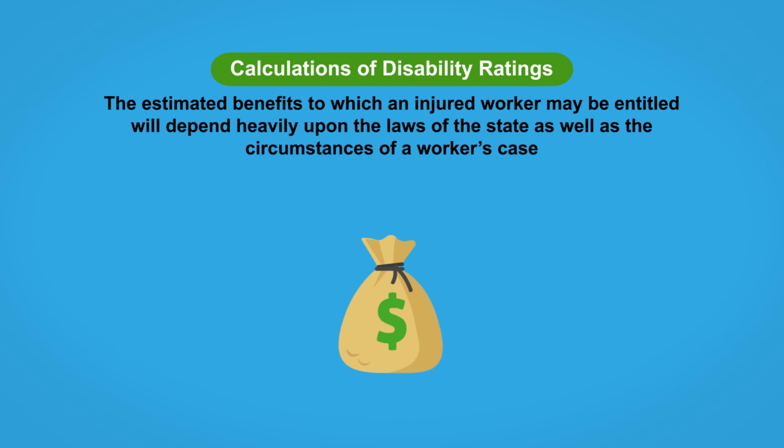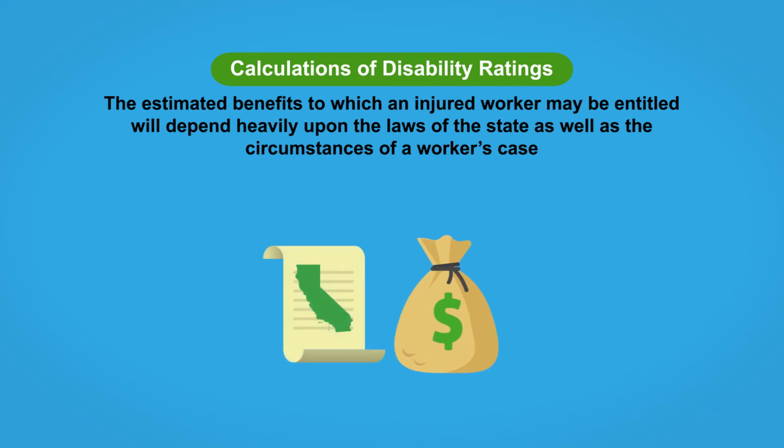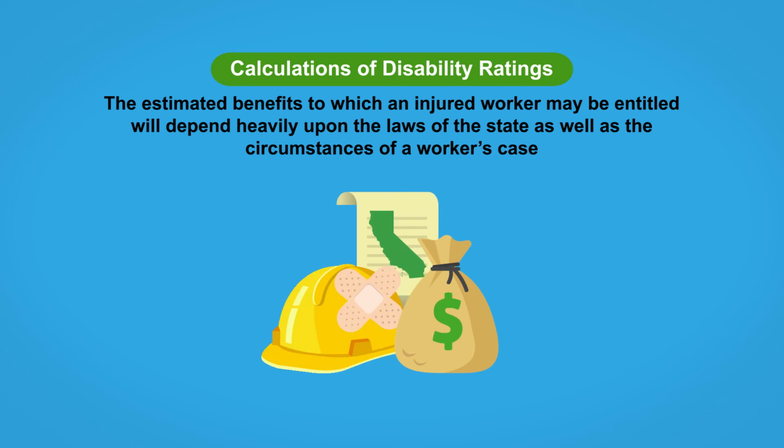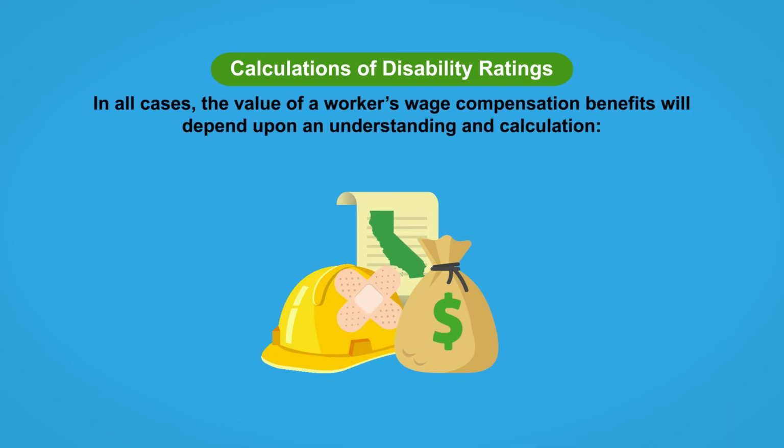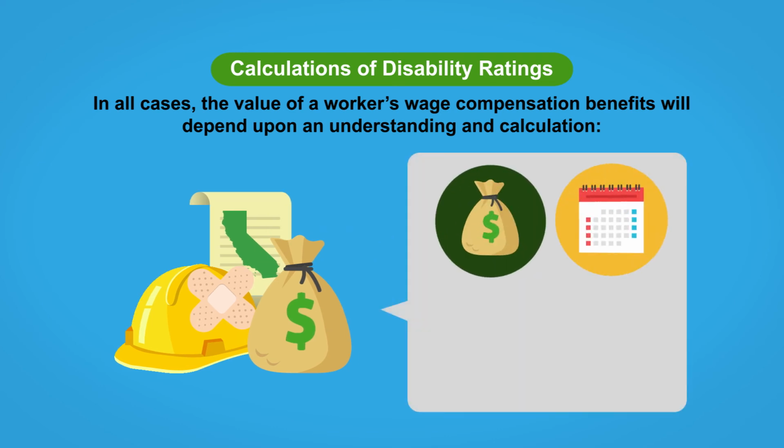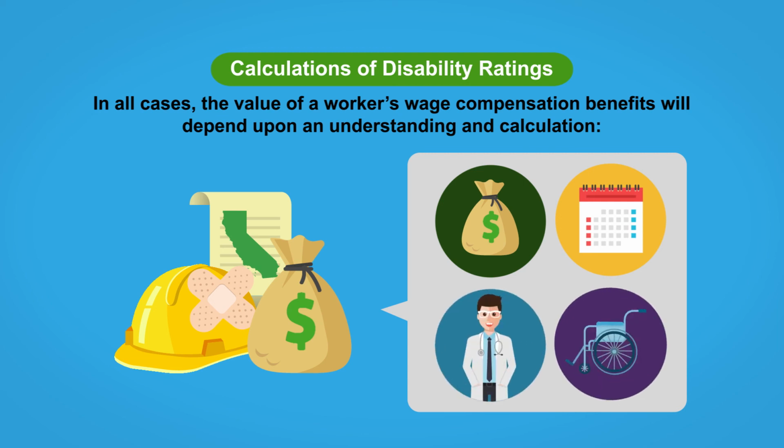The estimated benefits to which an injured worker may be entitled will depend heavily upon the laws of the state as well as the circumstances of a worker's case. In all cases, the value of the worker's wage compensation benefits will depend upon an understanding and calculation of his average weekly wage, the scheduled number of weeks of benefits, the impairment rating, and the disability rating that is likely to be assigned.